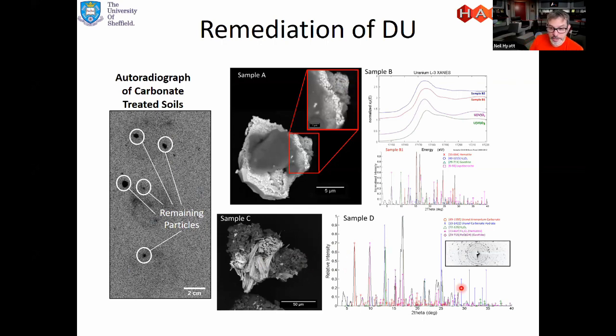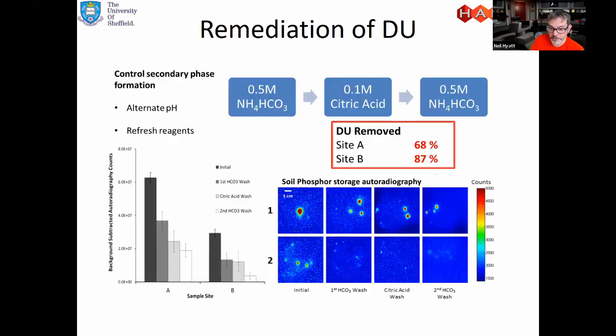This led us on to develop an alternative extraction methodology to improve the process. The observation of these secondary uranyl carbonate phases from micro-XRD and micro-XANES, and their characterization, led us to develop a soil washing process combining bicarbonate and citric acid extraction in alternating steps, as you see here. Starting with ammonium bicarbonate, then a citric acid wash, and then a final ammonium bicarbonate wash.